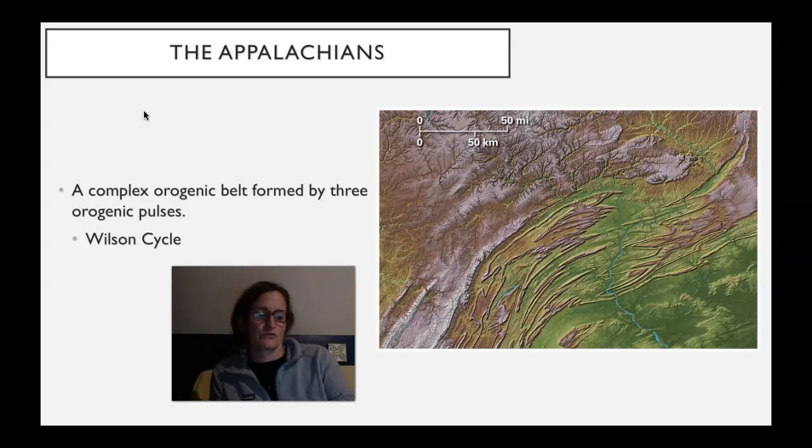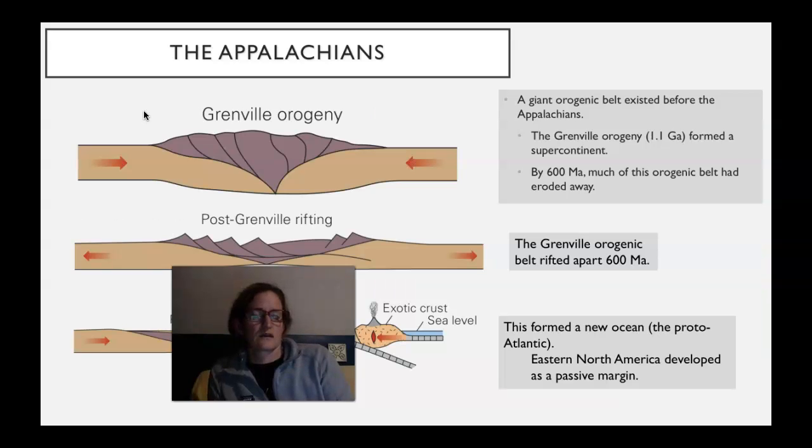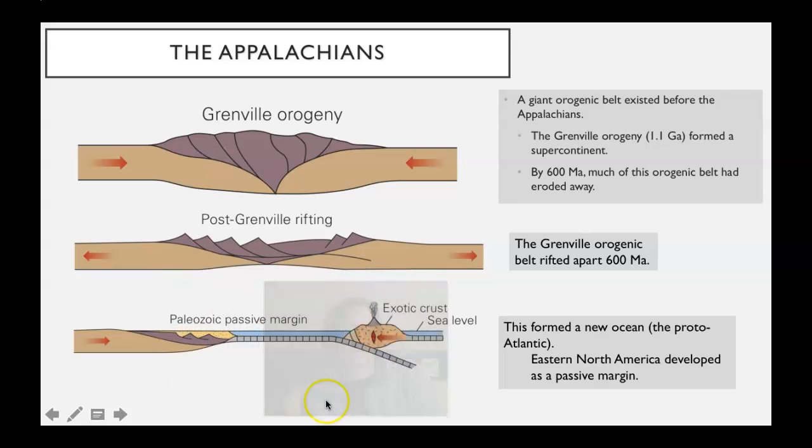All right, I'm going to walk you through the steps, but you can read more thoroughly about it in the textbook. We begin with the Grenville orogeny, and that is the original mountains, the Grenvillian or Grenville orogeny, and those rocks were about 1 billion years old.